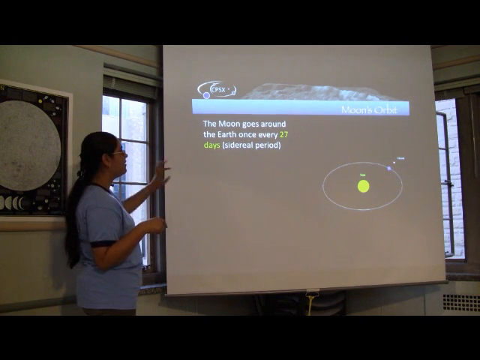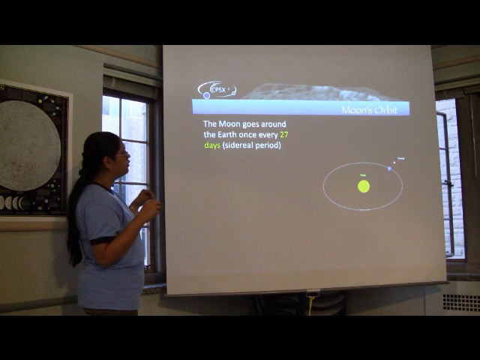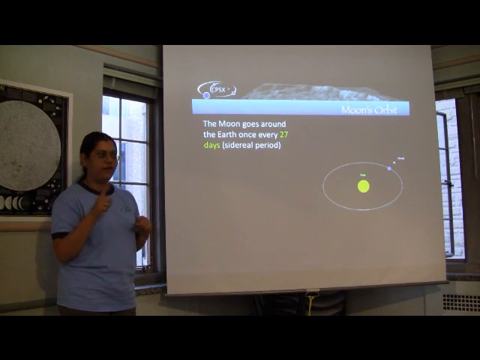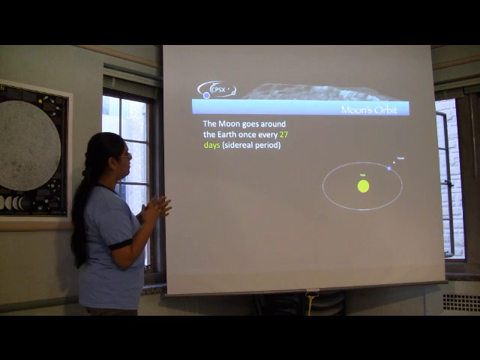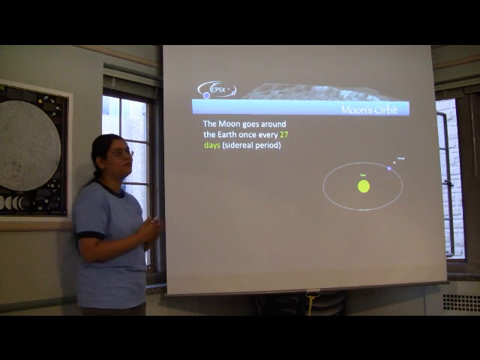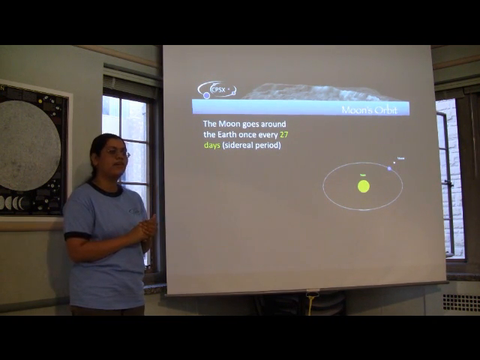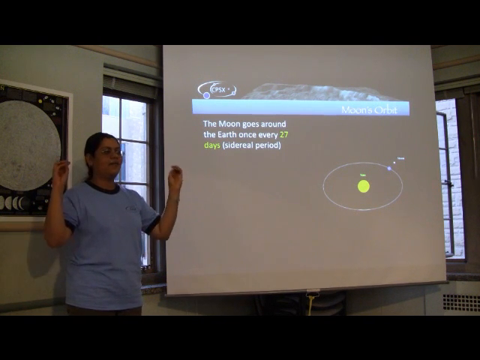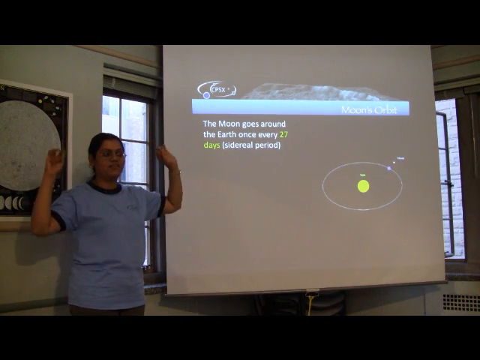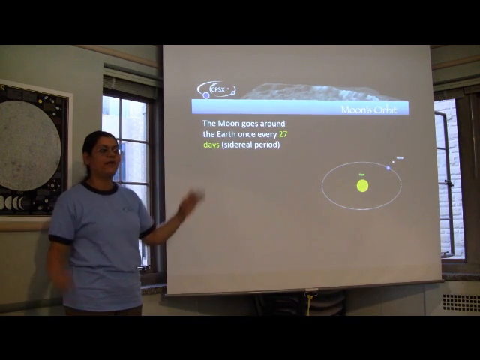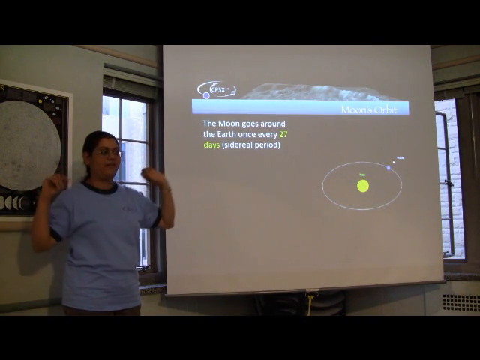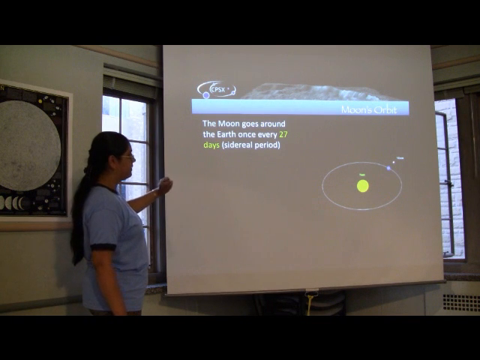A sidereal period is how long it takes for the Moon to go around the Earth in one period, and it takes about 27 days. So if you were to look at the Moon tonight and compare it to the background stars, it would take 27 more days to get to that same point where the same stars are in the background. That's what we call a sidereal period.